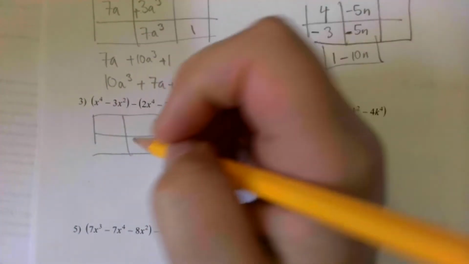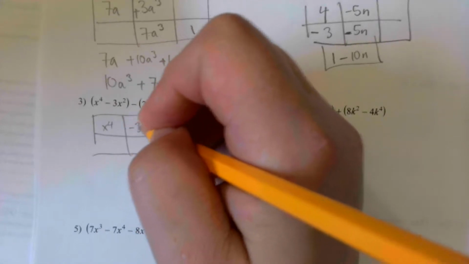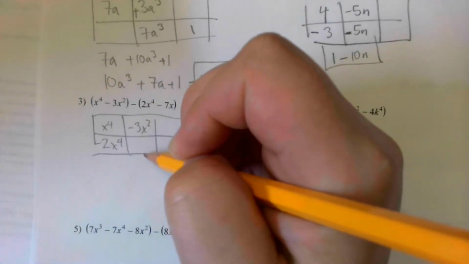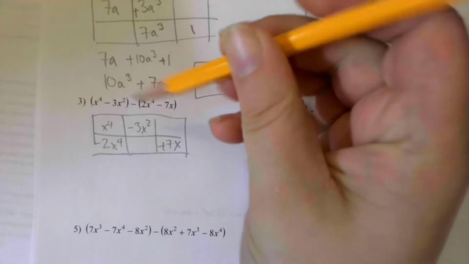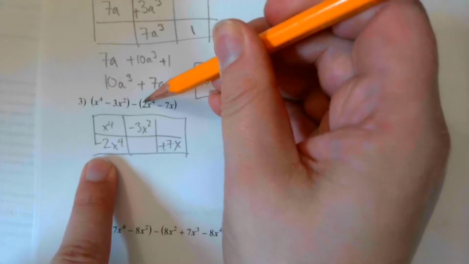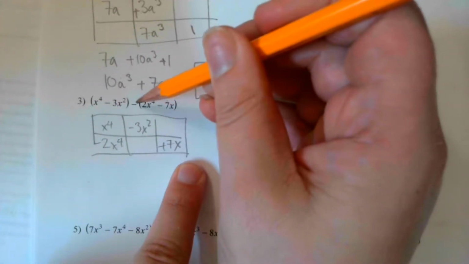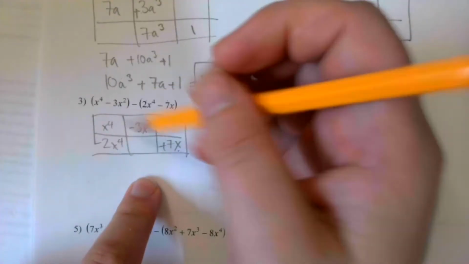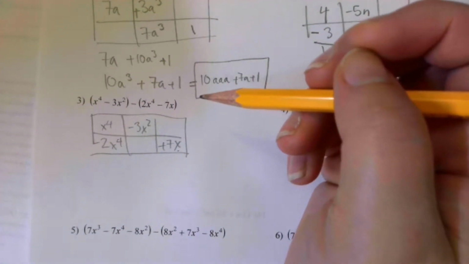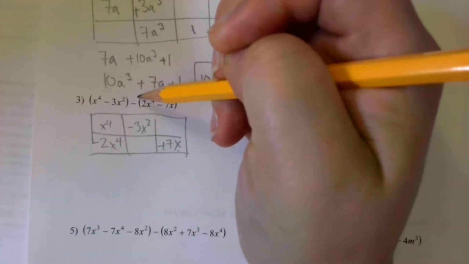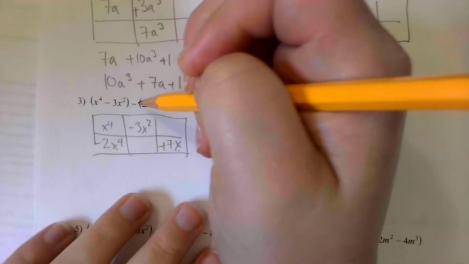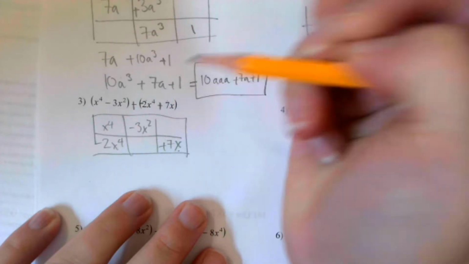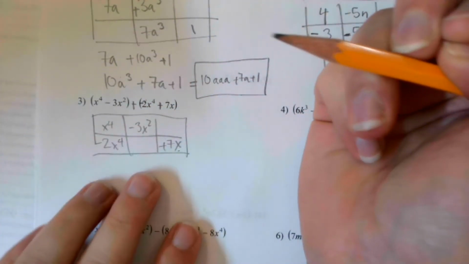Okay, just going to put x to the 4th, negative 3x squared, negative 2x to the 4th, positive 7x. Notice that I'm flipping this positive to a negative, and this negative flips because a negative and a negative makes a positive. Now what I actually do when I first learned is I changed the negative to a plus and went through and changed the signs afterwards. So I knew that that was a negative and that was a positive.